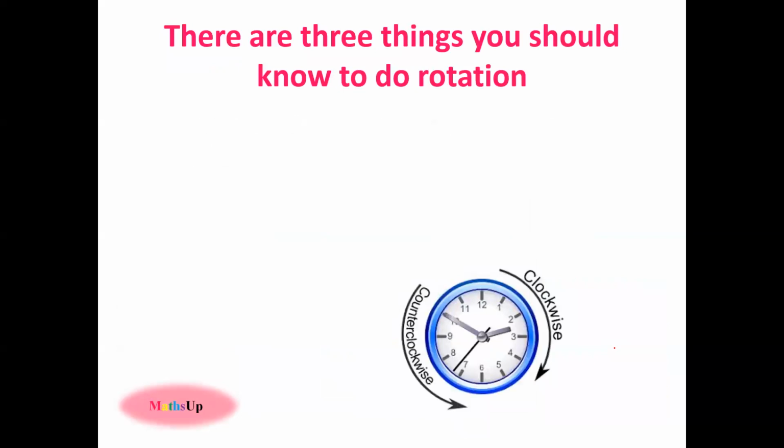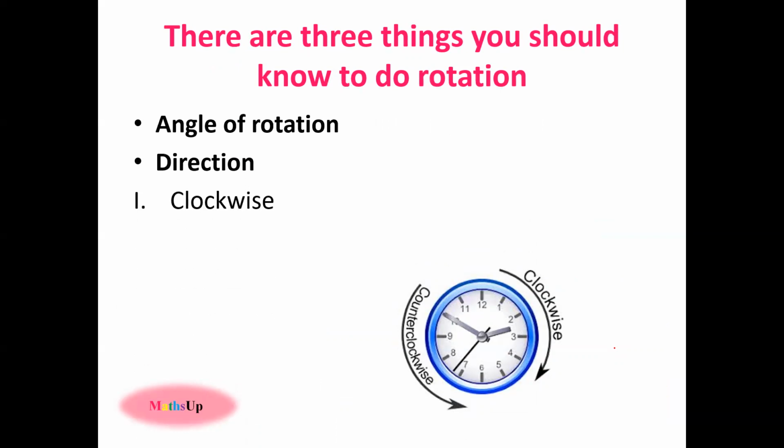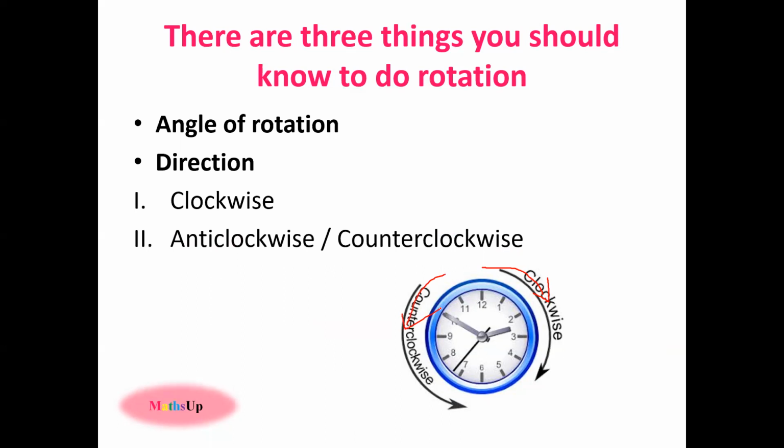To do rotation, there are three things you should know. The first one is the angle of rotation. The second one is the direction of rotation. There are two directions that you should know. The first one is clockwise, the direction that the hands of the clock are rotating. The opposite direction is called counterclockwise or anticlockwise. And the third thing that you should know is the center of rotation.